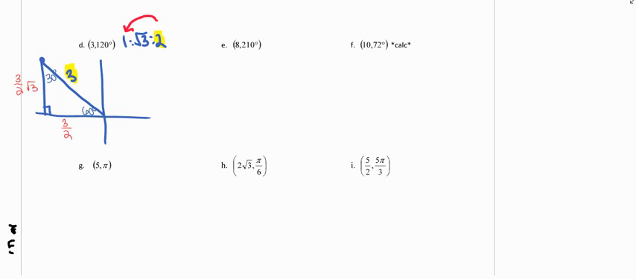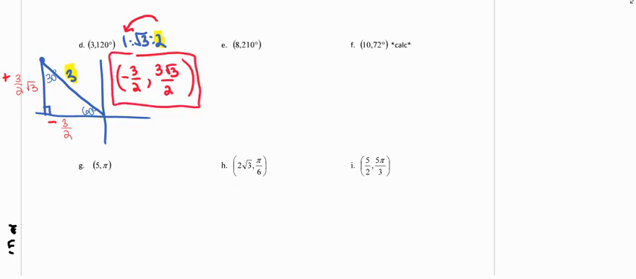I'm going to go put some signs in there. That 3/2 was to the left of the origin, so I'm going to make that negative. And then this number is up from the x-axis, so it's going to be positive, making my coordinates here negative 3/2 for x. And you can either write 3/2 root 3, or 3 root 3 over 2, or 1.5 root 3. Those are all different ways to name that same coordinate. You'd get credit for any and all of those.